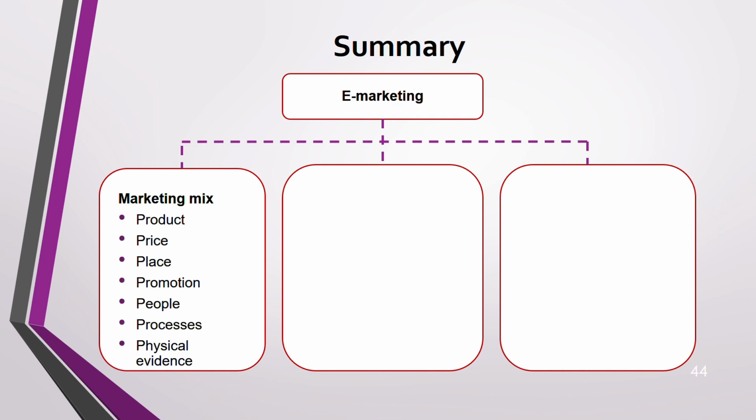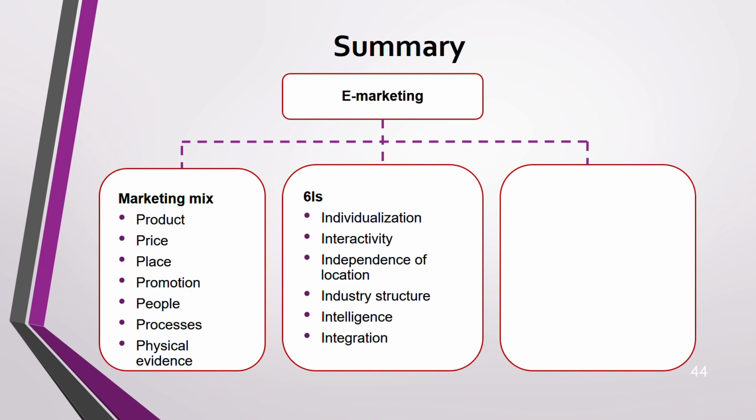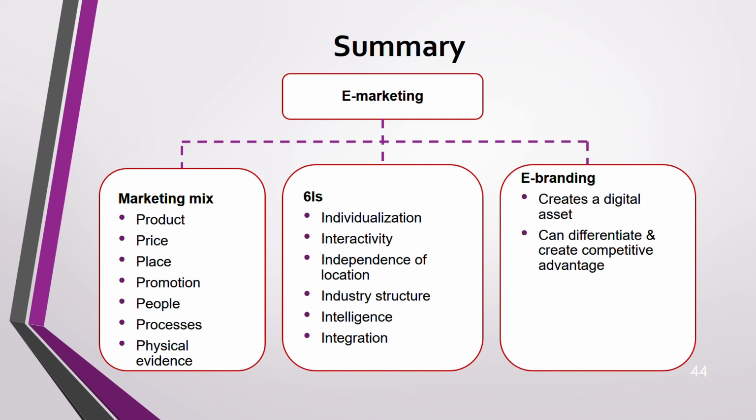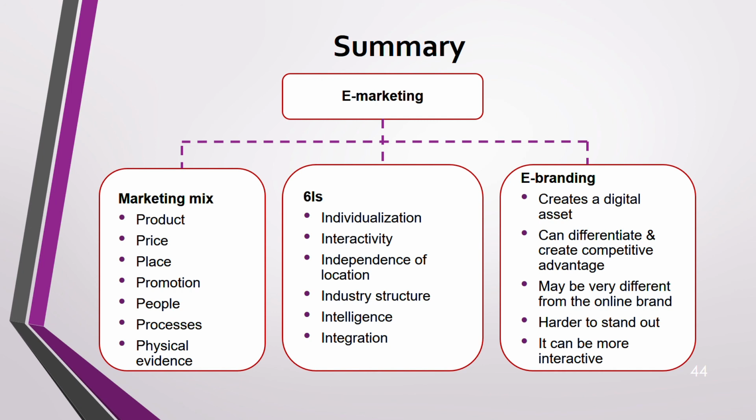So for e-marketing, we started with the 7 P's: product, price, place, promotion, people, process, physical evidence. Then we moved to the 6 I's, standing for individualization, interactivity, independence of location, industry structure, intelligence, and integration. And then we ended with e-branding. It is a digital asset. It helps to differentiate and create competitive advantage. It may be different from an online brand. It is harder to stand out. Remember, e-branding is harder than traditional branding, and it can be more interactive. Then we ended with how you acquire, retain, and extend customers, the various ways.